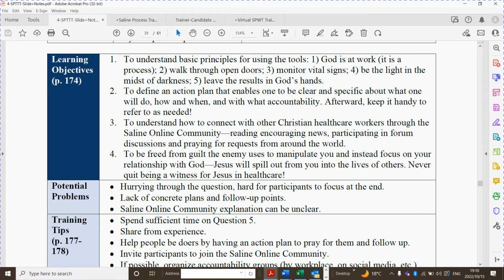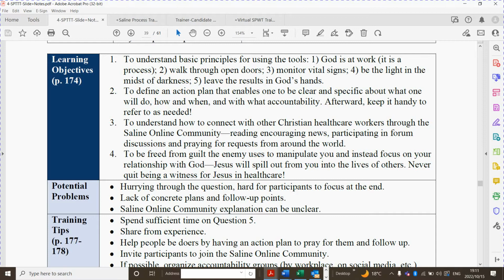Third one is to understand how to connect with other Christian health workers, especially through the Saline online community, since we have been informed that it's not a lone work, but a teamwork. So we need help all the time, and there's sufficient support for us all the time. That's one of our learning objectives. The next one is to be free from the guilt the enemy uses to manipulate us, especially preventing us from focusing on being witnesses for Christ in our workplaces.